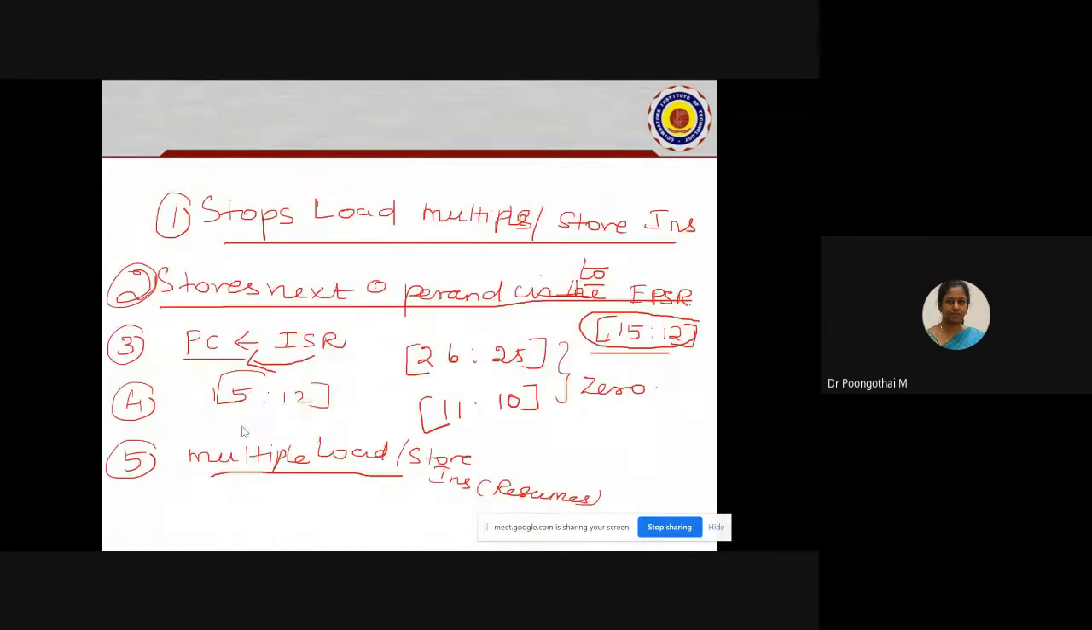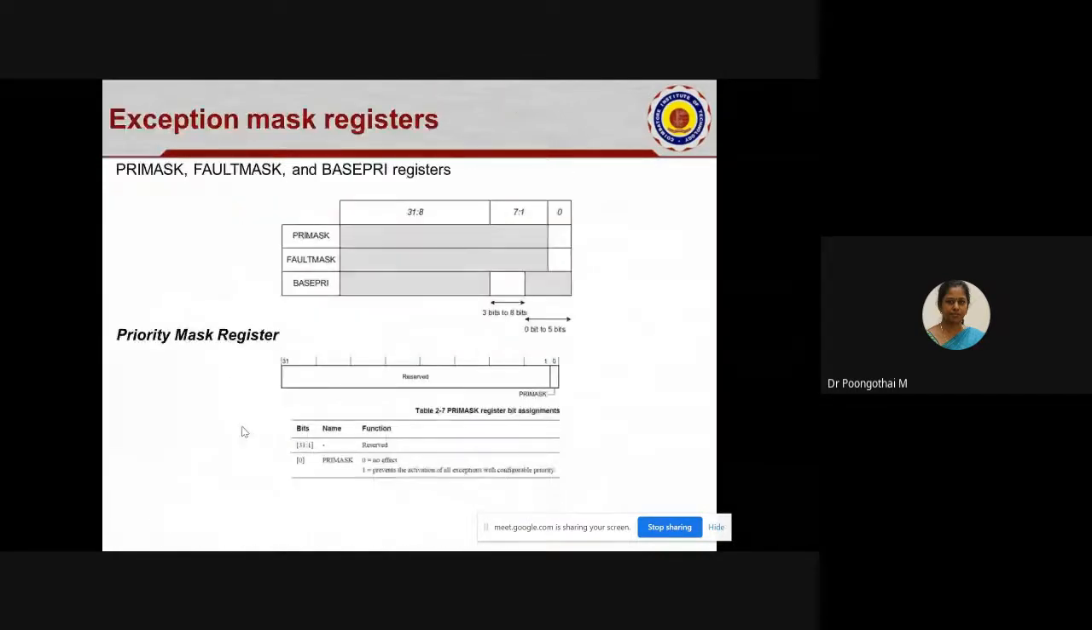So next class we will see the remaining special function registers for interrupt handling, the exception mask registers. There are priority mask, fault mask, and base priority. Is it clear, students? Yes, ma'am.